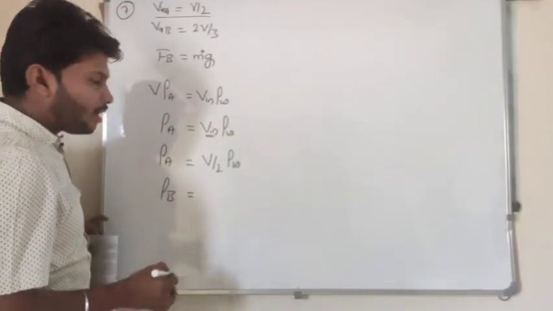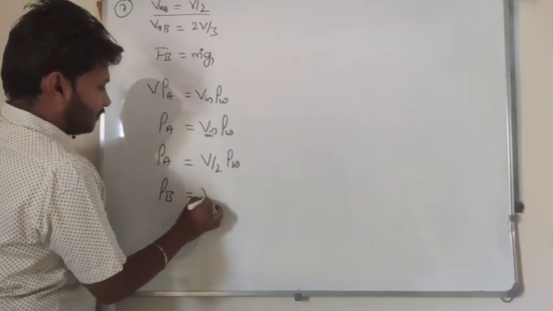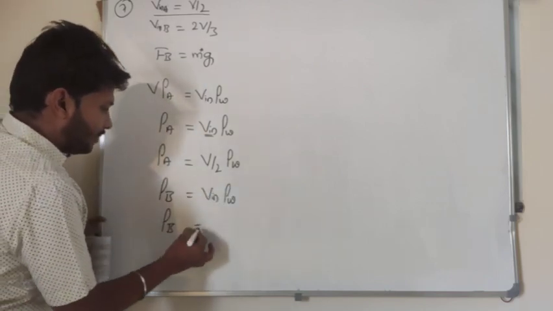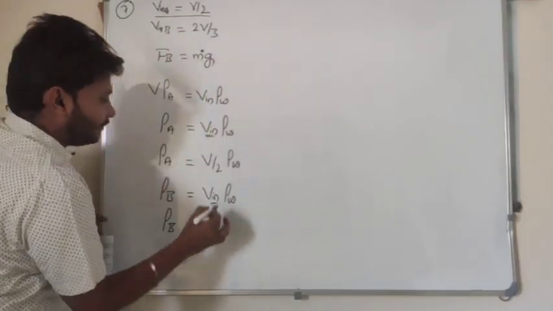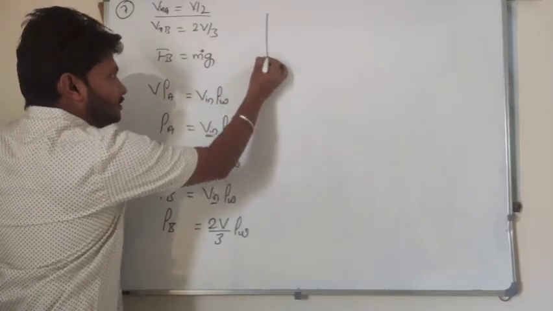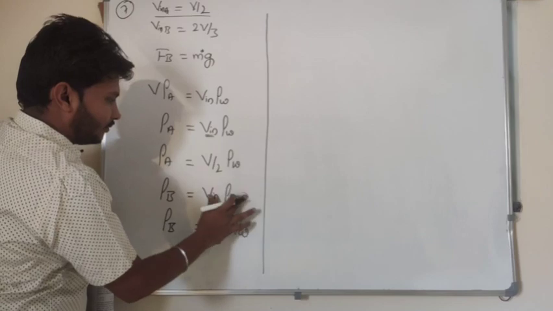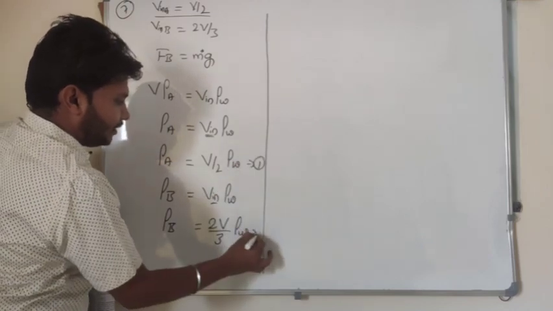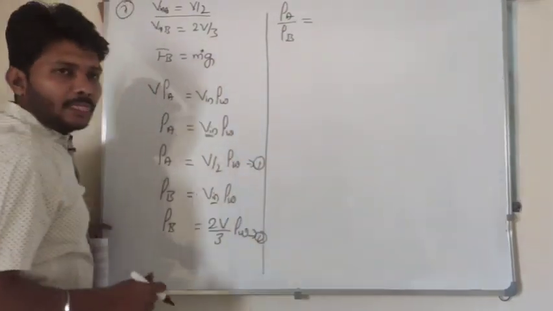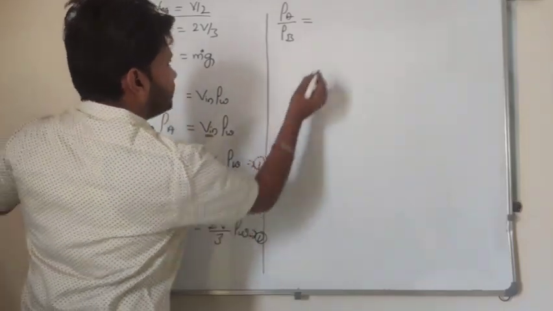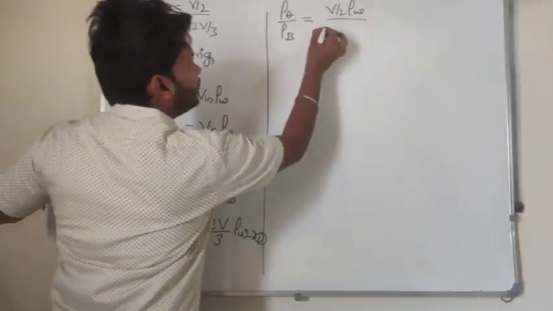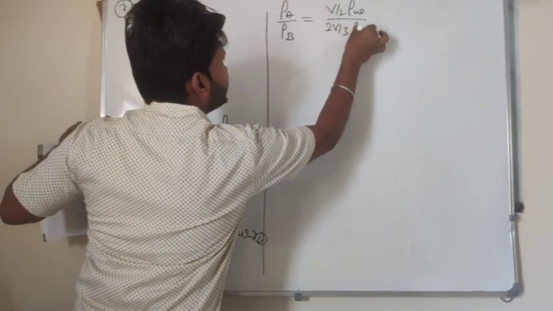Similarly for body B, the volume inside into density of the water. For body B, how much volume is immersed inside the liquid? 2/3 of its volume, times the density of the water, right? I want to find out that ratio here. Let this be equation 1 and this one equation 2. Density of A divided by density of B is equal to V by 2 into density of water, divided by 2V by 3 into density of water.